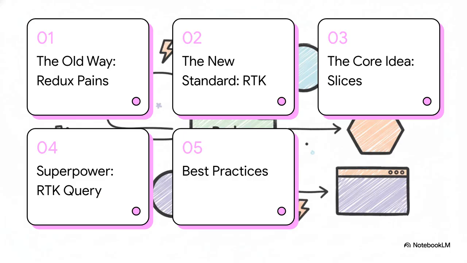All right, here's how we're going to break it all down. First, we got to look at the old way, why classic Redux got such a tough reputation. Then we'll bring in the hero of the story, Redux Toolkit, or RTK. We'll get into its main idea, this thing called a slice, then we'll check out its biggest superpower, RTK Query. And finally, we'll wrap up with some best practices so you can use it like a pro.